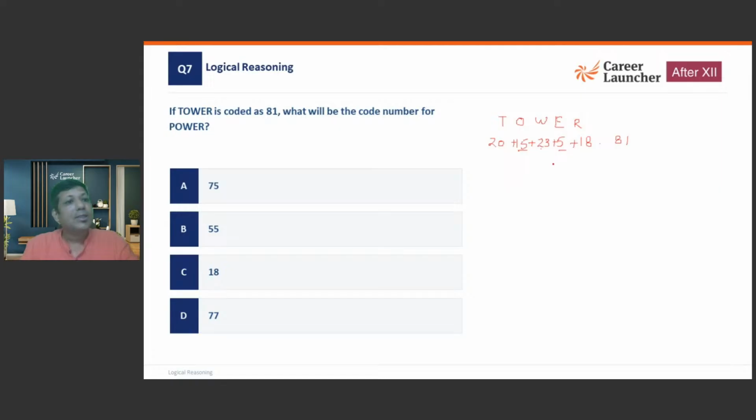Now it says that tower is replaced with power. So now I'm not going to calculate anything. I am replacing 20 and instead of that I am putting P. P is what? 16. So what is the difference we are getting? 4. It means my summation should decrease by 4. So that means 81 minus 4 comes out to be 77. So the answer should be option B. Understood?